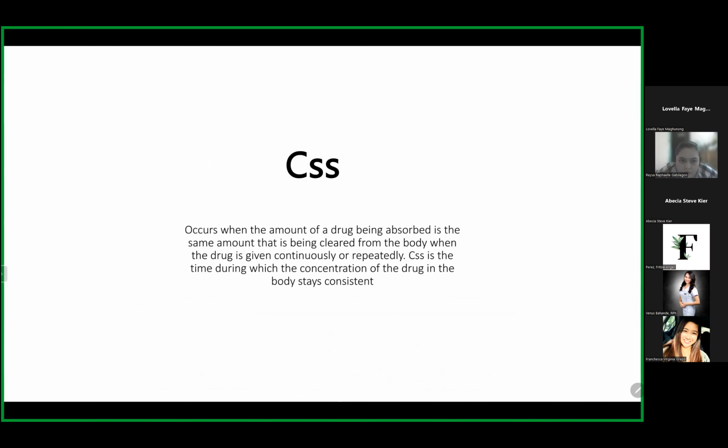The importance of this is in knowing the rate of the drug that comes in and the rate that it goes out. Usually CSS is reached within 4 to 5 half-lives, just like earlier. From the very first half-life, we would reach our steady state concentration after the 5th half-life. Drugs with short half-life reach steady state rapidly, while long half-life drugs take days to weeks to reach steady state concentration.